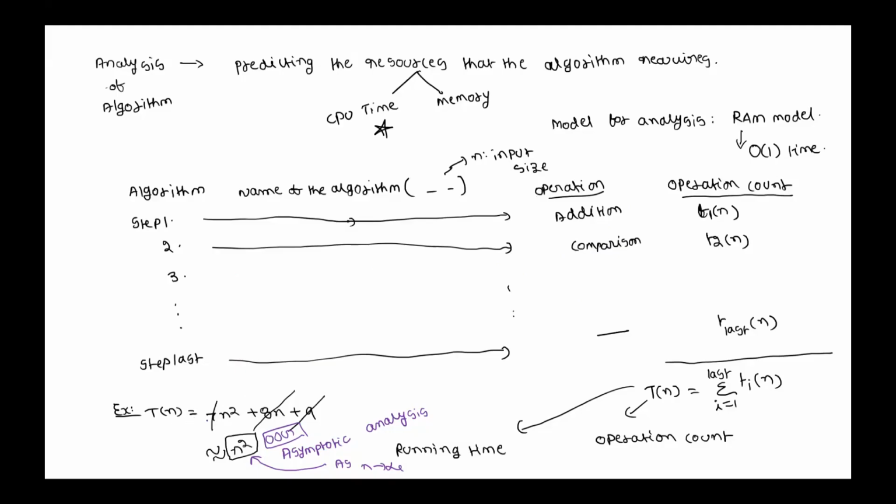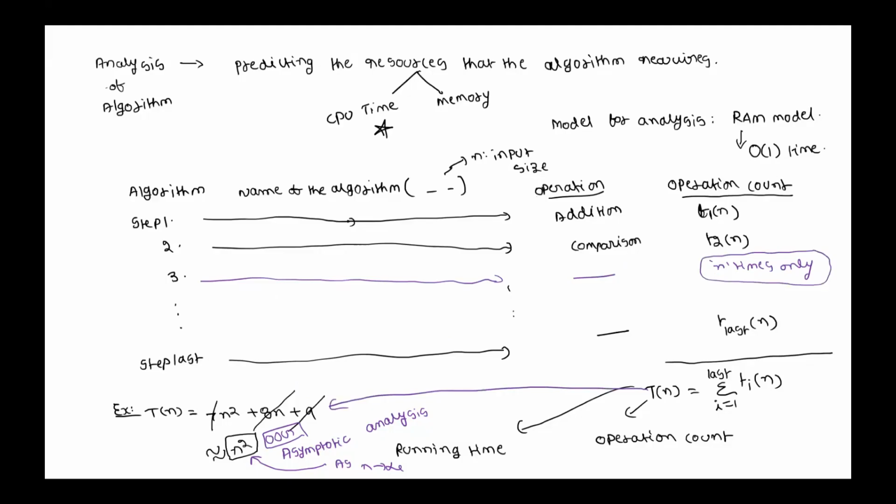I know that the final answer is 7n square plus 8n plus 9. In this step, one operation is performed, and whatever operation is performed, it is performed n times only. But the total number of operations performed in this algorithm, T of n, is 7n square plus 8n plus 9. Now you tell me, is it worth considering this? If we go through all the steps, then we will come to know the complete equation. My question is, after going through all the steps, we have understood that T of n is 7n square plus 8n plus 9.